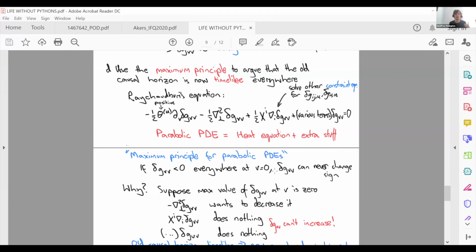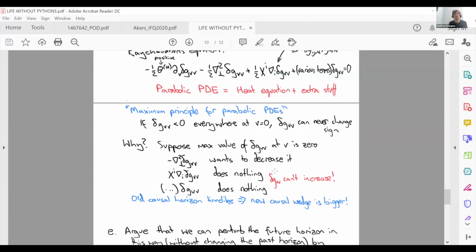And so the old causal horizon ends up being time-like everywhere, not just at the causal surface. So why is that? Well, let's suppose that at some point the max value of delta GVV becomes 0. Like it's trying to go from being negative everywhere to being positive somewhere. So the max value has to increase through 0.